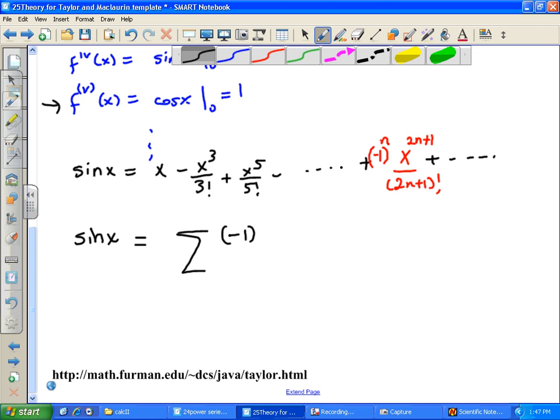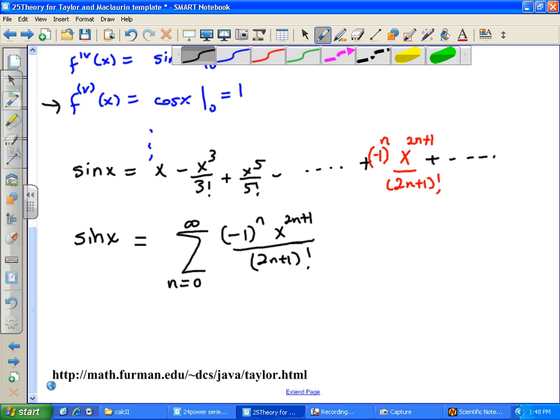Negative 1 to the n times x to the 2n plus 1 divided by 2n plus 1 factorial. Where would you start your n? You could try 0 or 1. I'm going to start with 0, see if that works. What would you get if n is 0?